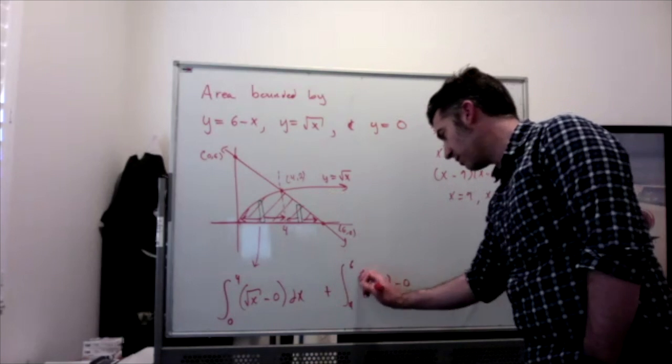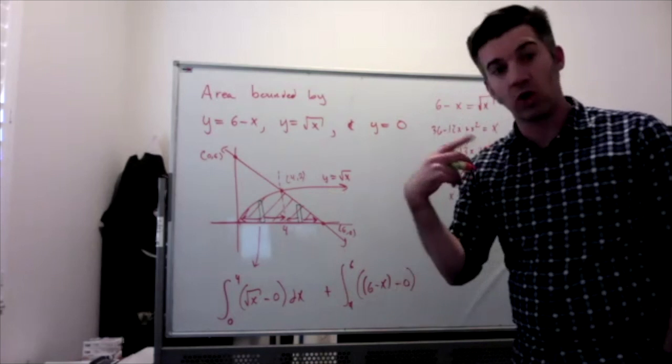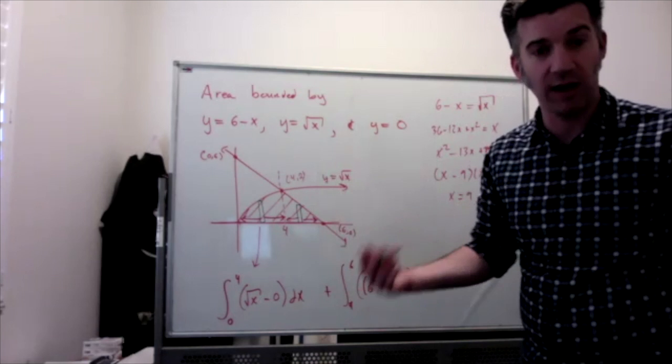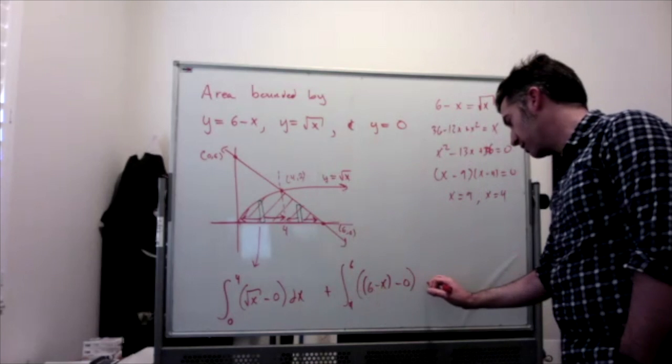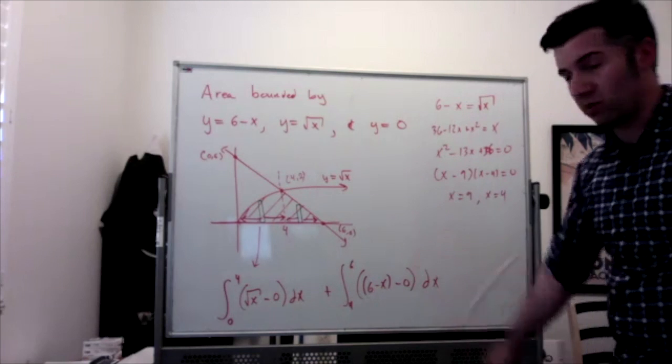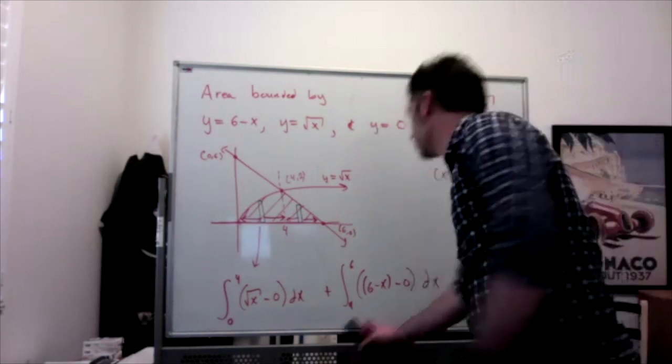You don't really need the minus zeros, but it is a good idea to think about how you're really doing the top function minus the bottom function when you're finding the height of the rectangle. And then times the width of the rectangle, which is dx. And we could totally calculate that. And I guess we should.